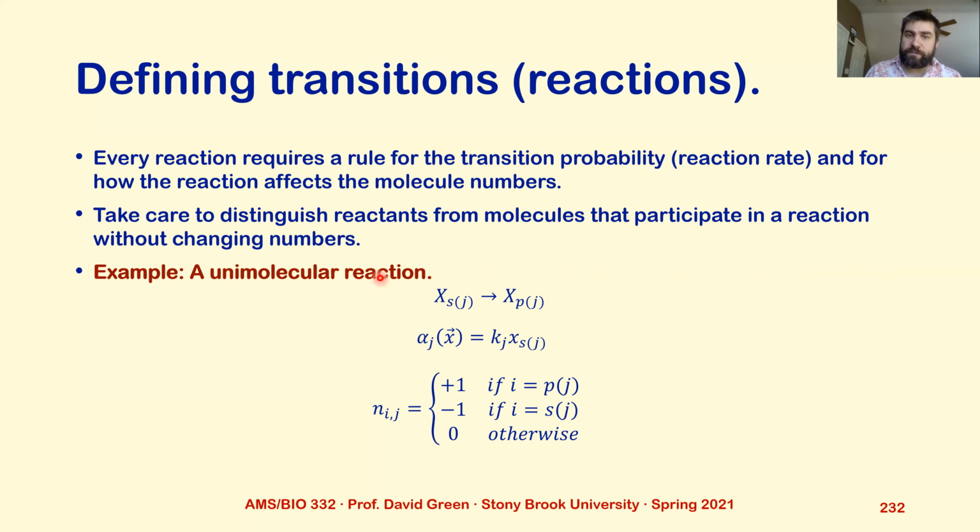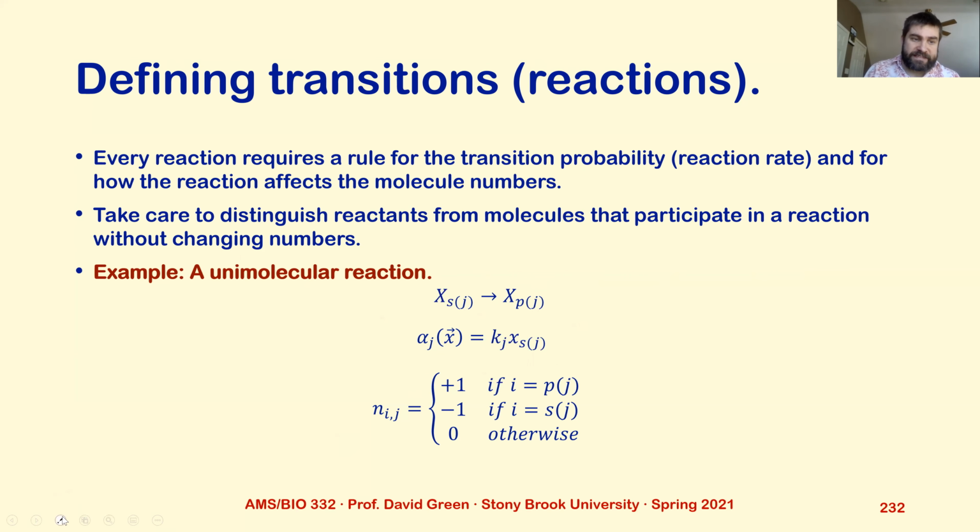So for an example, in a unimolecular reaction with some substrate molecule turning into some product molecule, XS is one molecule, XP is another molecule. J simply indicates that what we're dealing with here is reaction J. The transition probability of this, if it's a unimolecular reaction, well, the reaction rate is proportional to the concentration, proportional to the number of molecules. So it's simply the rate constant multiplied by the number of substrate molecules.